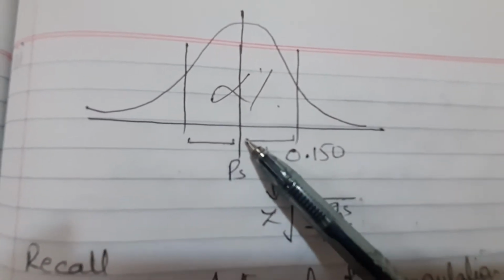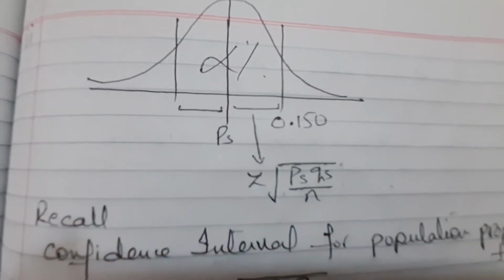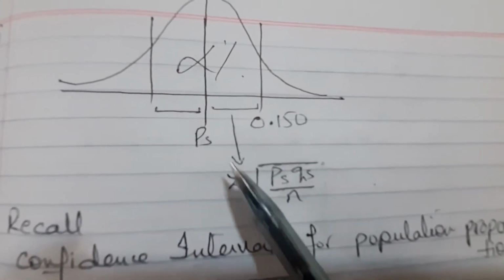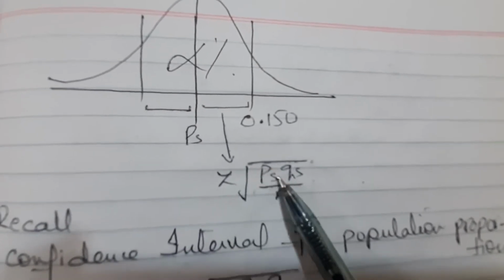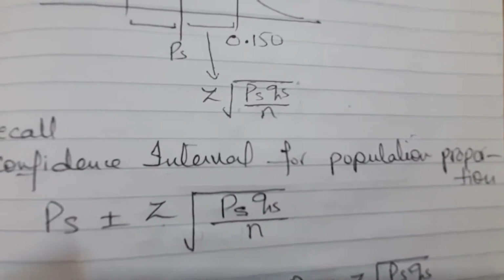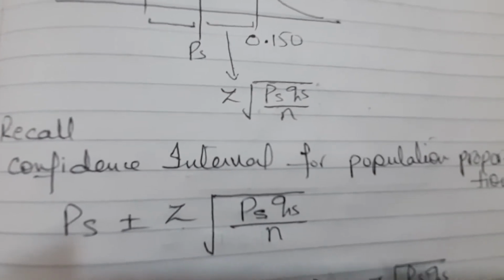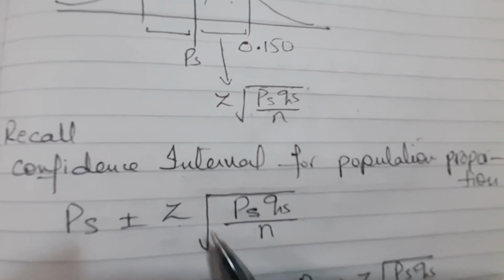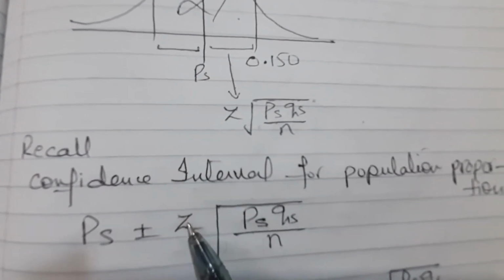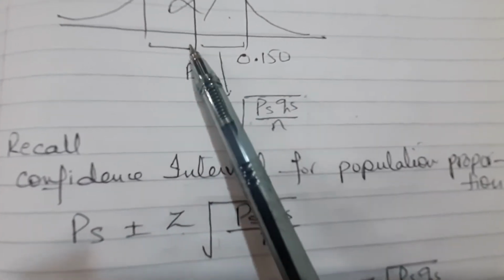Now if you remember, in chapter 9, I explained the formula for the confidence interval for population proportion. This distance from the mean is represented by z root(PS QS over n), and the formula is: PS plus minus z root(PS QS over n). PS is the value in the middle, the mean, and the plus value means you add on this side, the minus value means you subtract on this side.